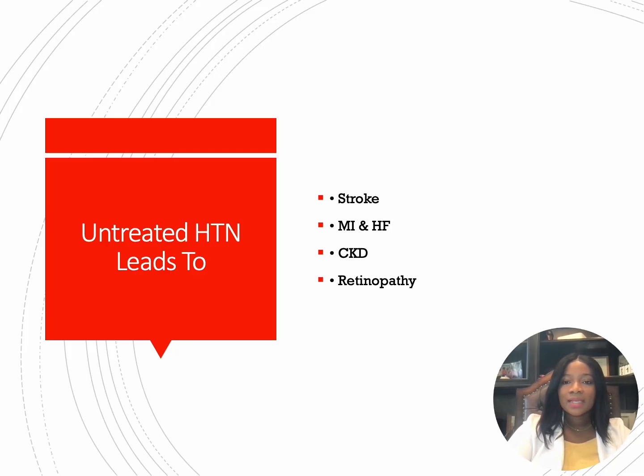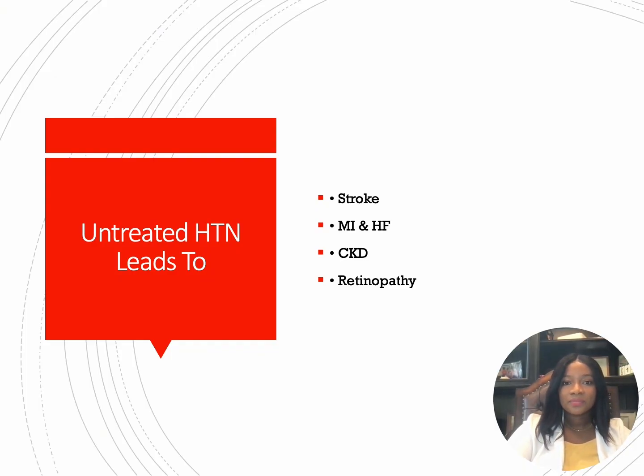Uncontrolled hypertension can lead to serious complications, including stroke, myocardial infarction, heart failure, chronic kidney disease, and retinopathy. So if the exam asks why hypertension must be treated even when asymptomatic, these complications are the answer. And remember to educate your patients to always check their blood pressure and to take their blood pressure medications as directed.